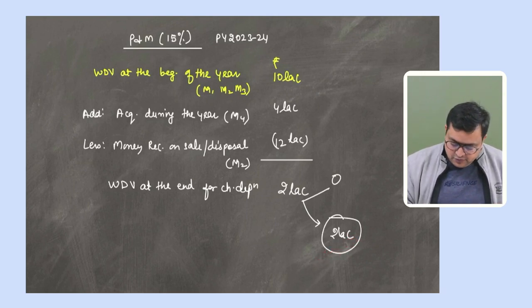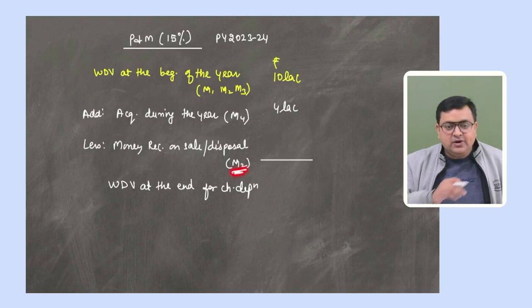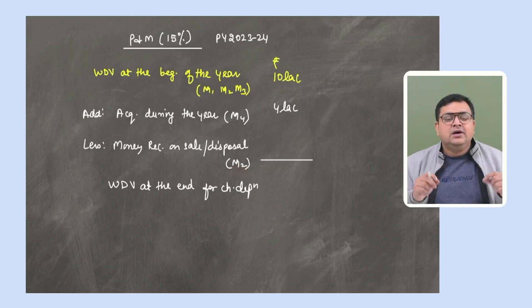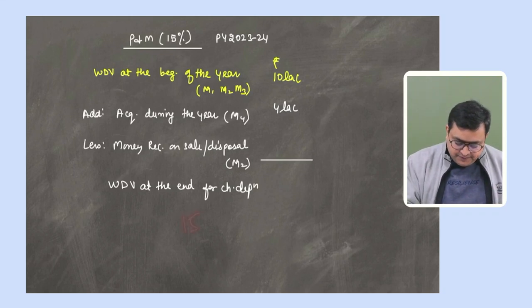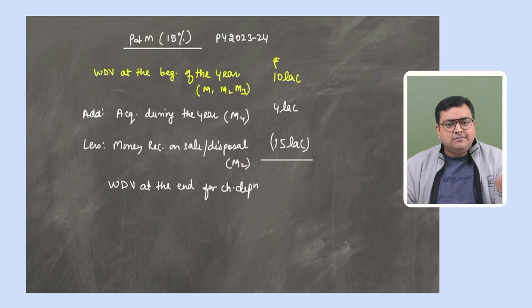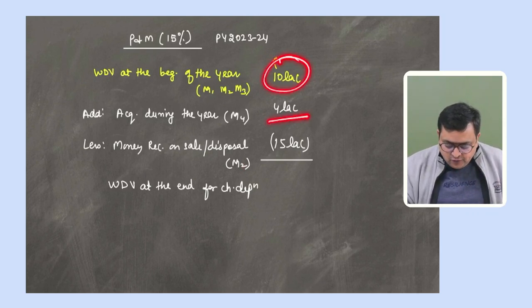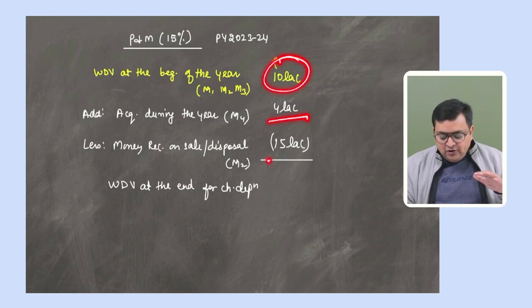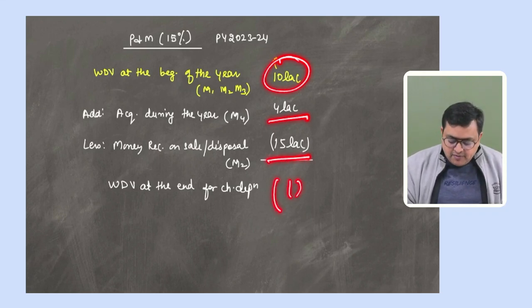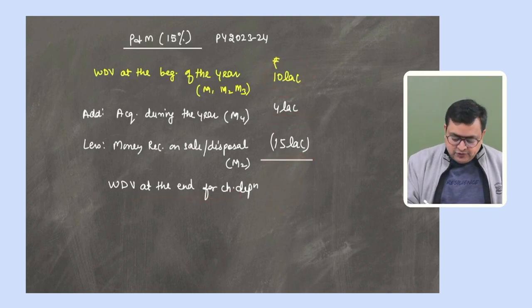Right? Okay. Another case could be, let's say you have sold entire M2, it is being sold for rupees 15 lakh. You have sold just one machine. You still have the block. 10 lakh was the opening value, 4 lakh is the additions between there, 14, and you have sold it for 15 lakh. So it is a negative amount. WDV at the end of the year cannot be a negative amount, right? So you will say nil.